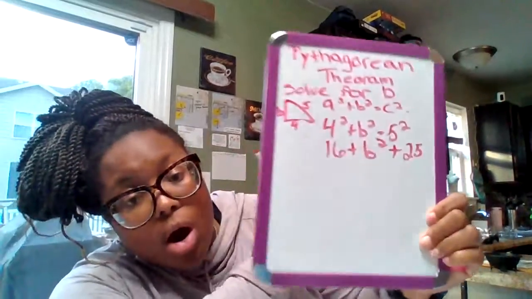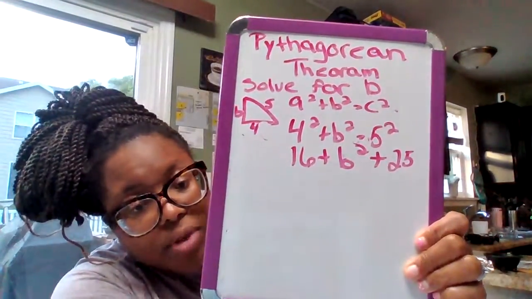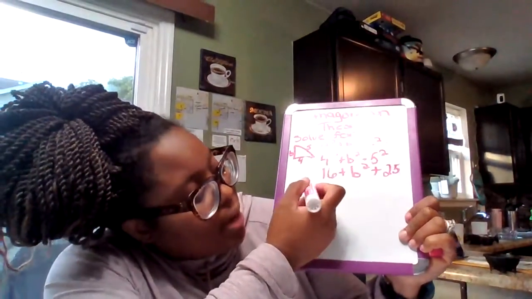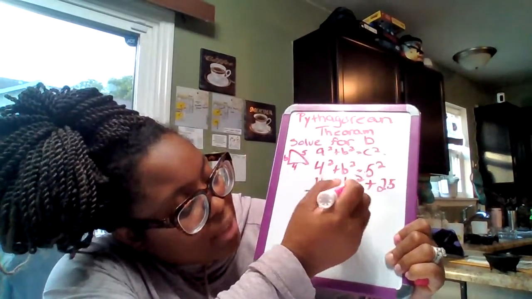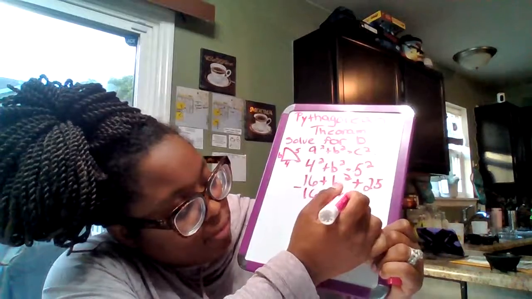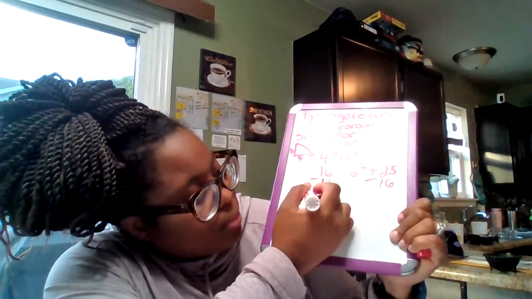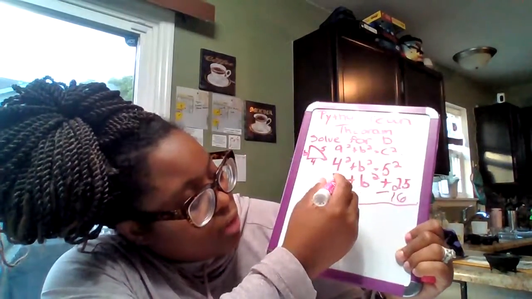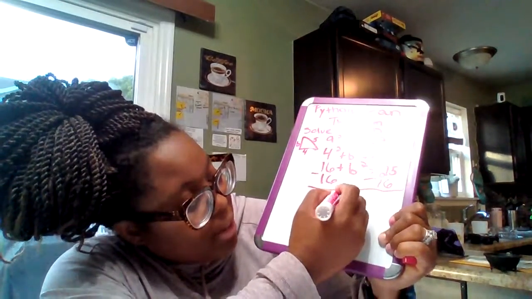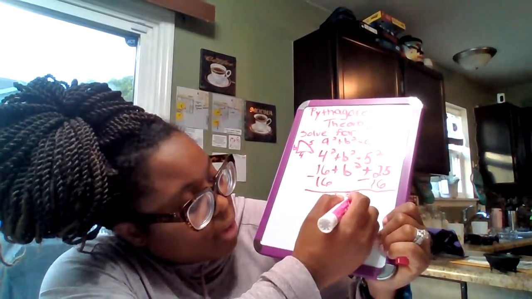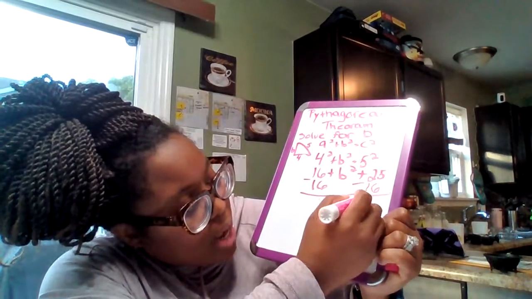So now we're going to go back to our algebra. What we need to do is take 16 from both sides so that we can isolate b. So 16 minus 16 is 0, and now we're just going to have b squared equals 9.